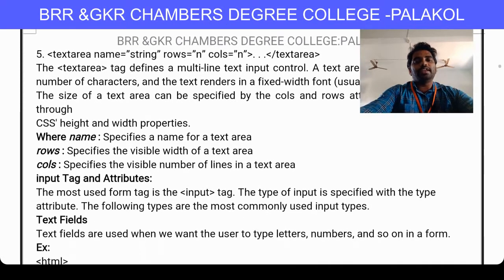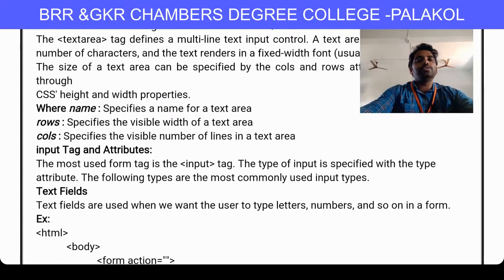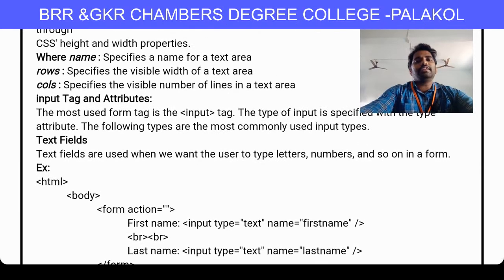Okay, next, the input tag. You use the input tag. The type of input is specified within the type attribute: text boxes, radio boxes, radio buttons, etc. Text field: the text field is used when you want the user to type letters and numbers in the form.